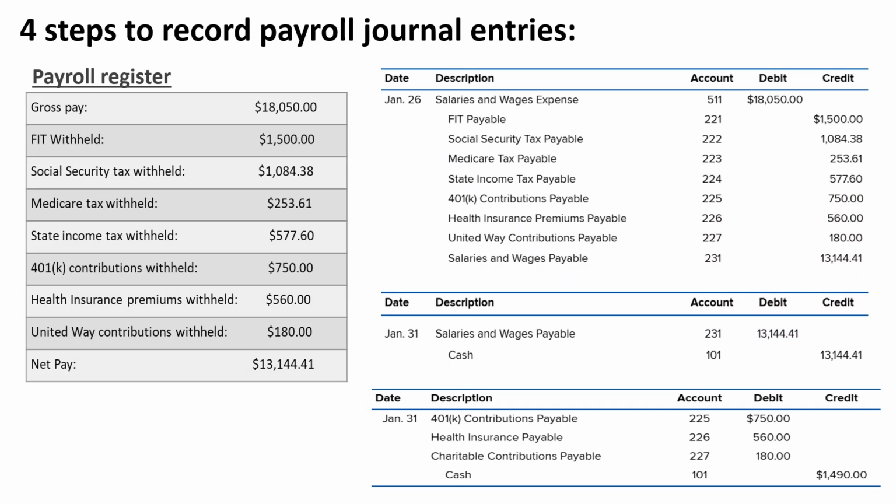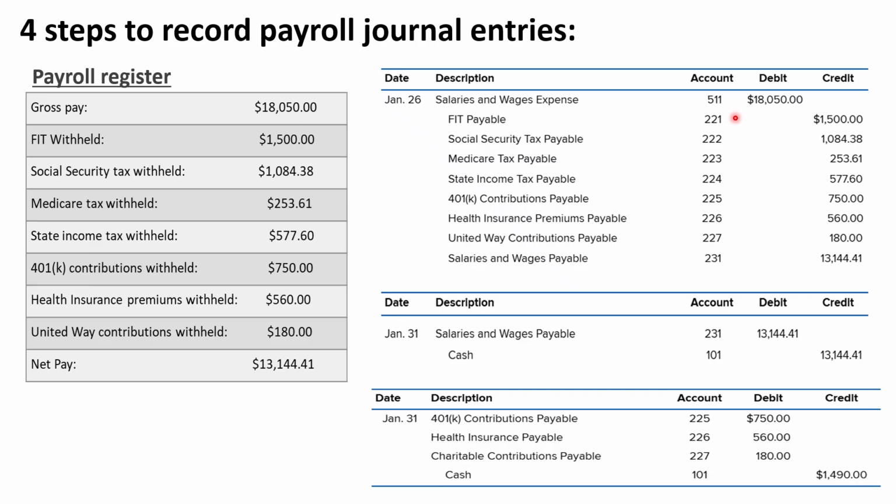There are 4 steps to recording the payroll journal entries. In the first journal entry, we record the gross pay as the salaries and wage expense, which means that we debit that account. All withholdings and deductions and net pay are recorded as a liability, in other words, a credit. So for L&L Grain, we debit salary and wages expense for $18,050.